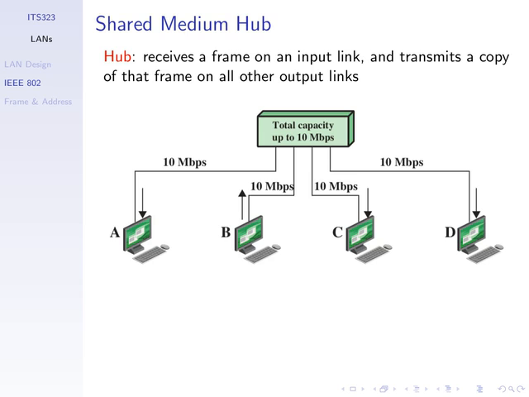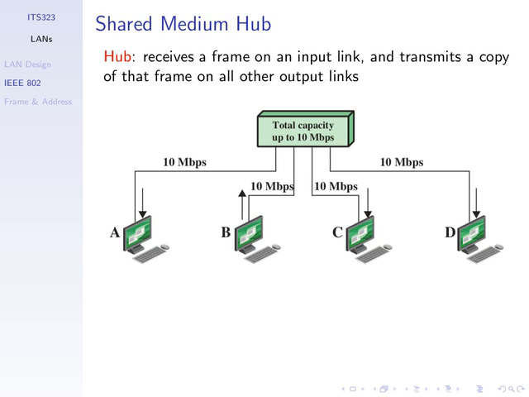A star topology, where stations transmit to the central device, the hub, and what a hub does is takes the frame that is received and copies it and sends it to all the other output links. In this example, B transmits a frame, the hub receives it on one input link and transmits copies on the three other output links. So it transmits a copy of that frame to A, to C, and to D. So a hub is very simple in that it just takes a frame on one link, and sends it on all other links.